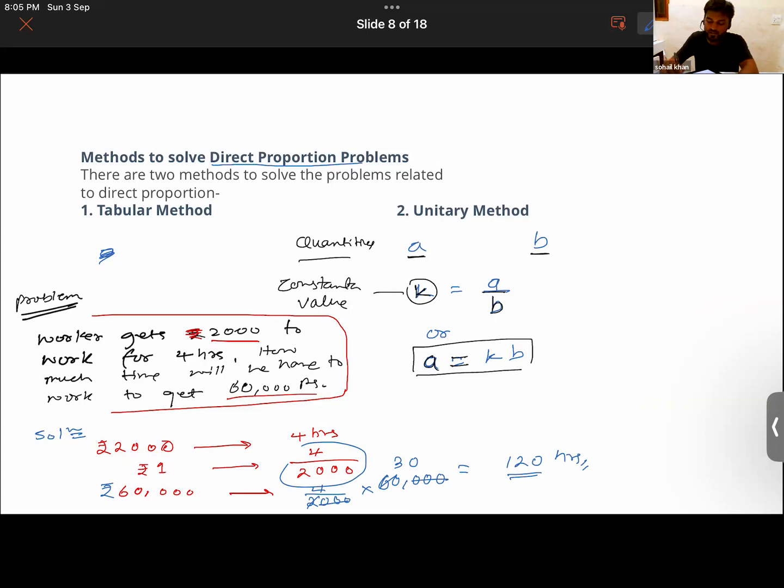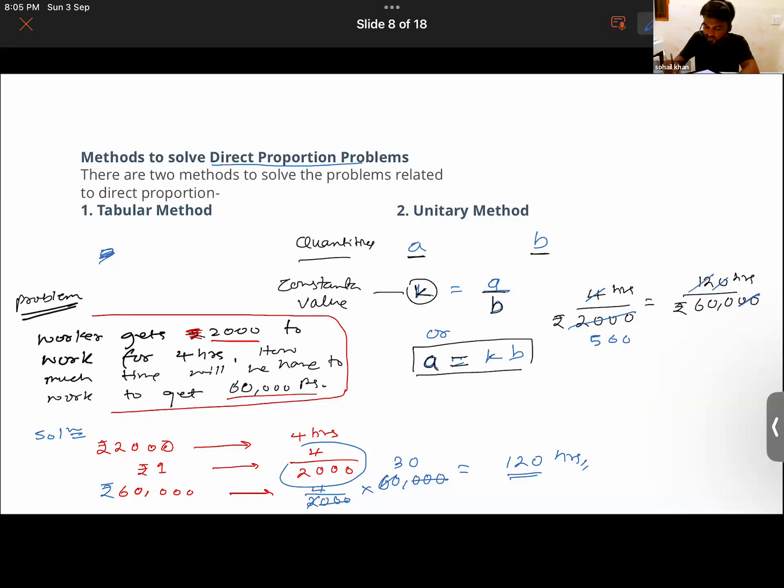Getting it now? Earlier, Ahmed, are you paying attention? So 4 hours upon 2000 equals 120 upon 60,000. These are the ratios you are getting here. Earlier, he had to work for 4 hours and he was getting 2,000 rupees. Now, he will be working for 120 hours in order to get 60,000 rupees. Now cancel the values here.